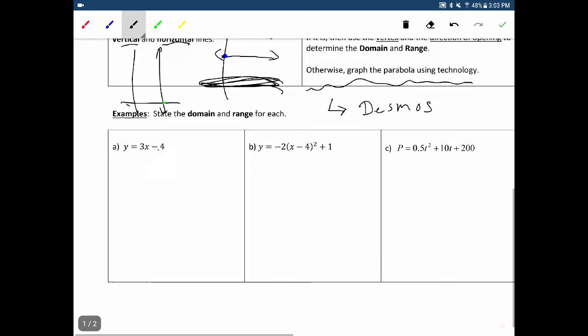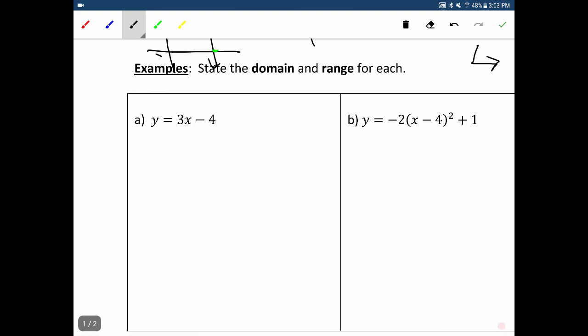So our first one here. You want to look at the form. Our form here is just y equals mx plus b, okay? And so this means that this is a line. Now we know it's not a horizontal line because then it would be y equals a constant. We know it's not a vertical line because then it would be x equals a constant.